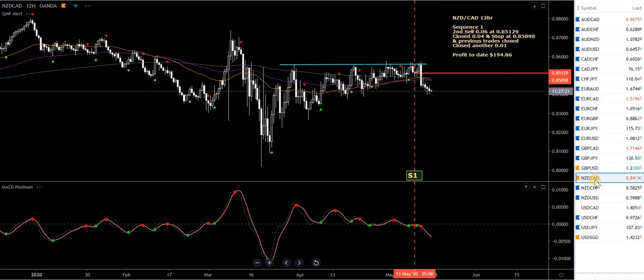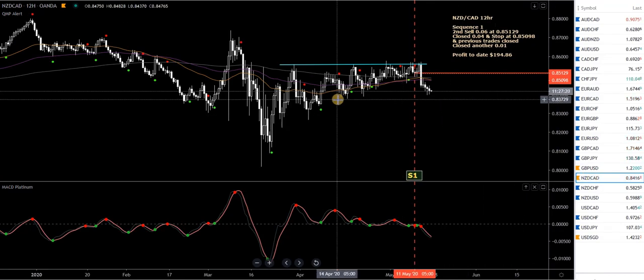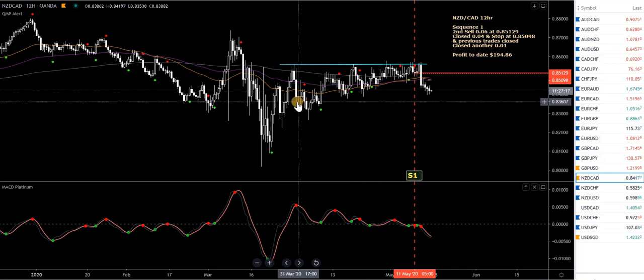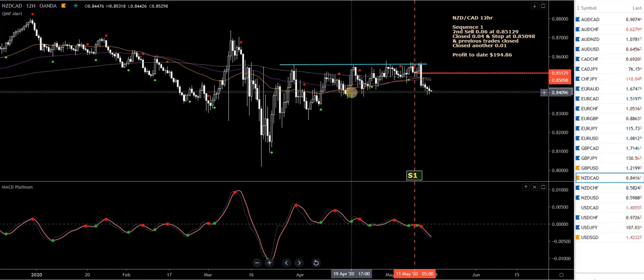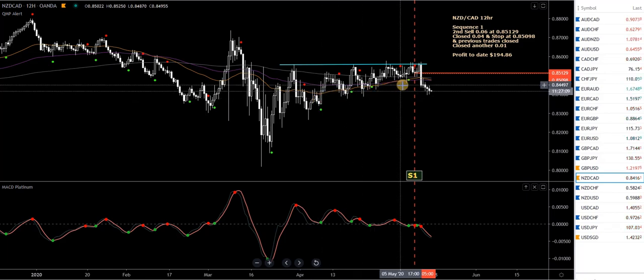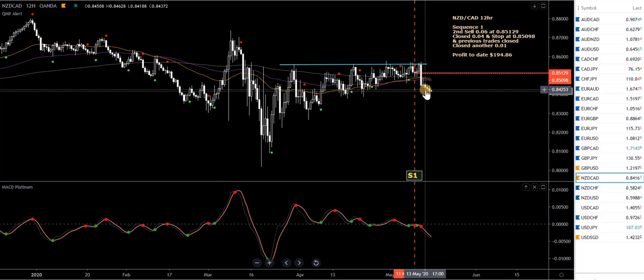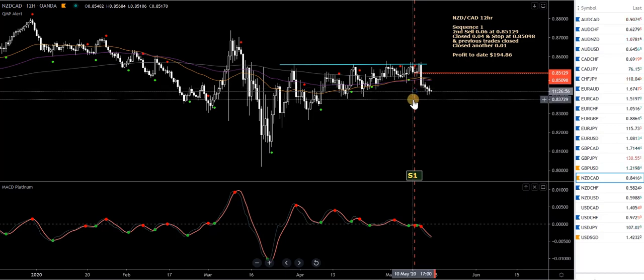Right, New Zealand CAD. This one, if you remember, I've already cleaned up the chart. I think it was a sell from here. Buy, sell, buy, sell, buy, sell, buy, sell. And I think there are 3 sequences if I'm looking at my notes. Basically, or 2 sequences. Basically, I've closed everything.